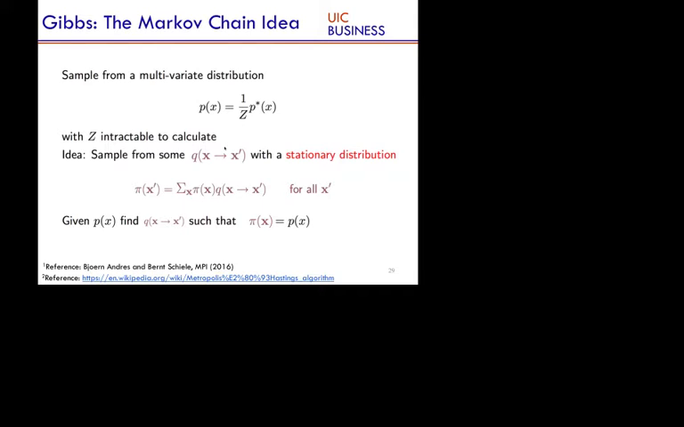That's the high-level idea. You design this transition probability and ensure that the stationary distribution of this Markov chain is P of x. Then if you can draw from this conditional distribution, you'll still be able to get samples from the stationary distribution after a long enough time. We'll see that in the next couple of slides.